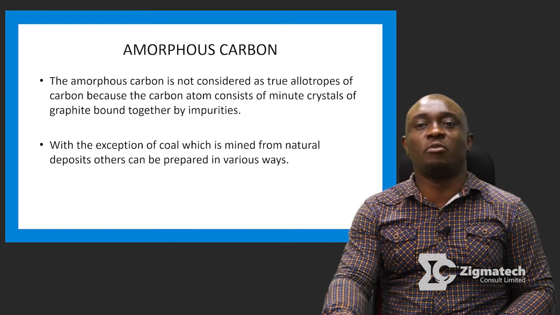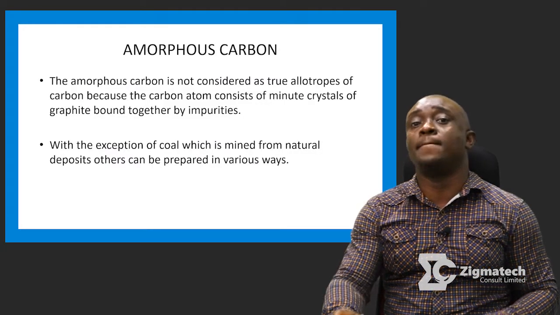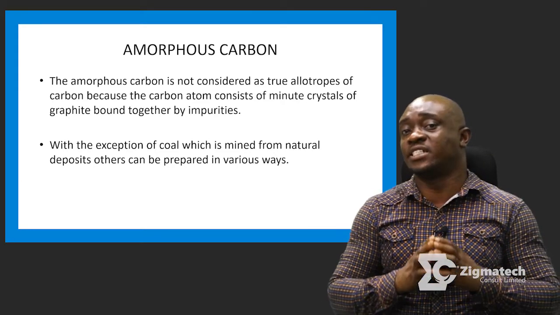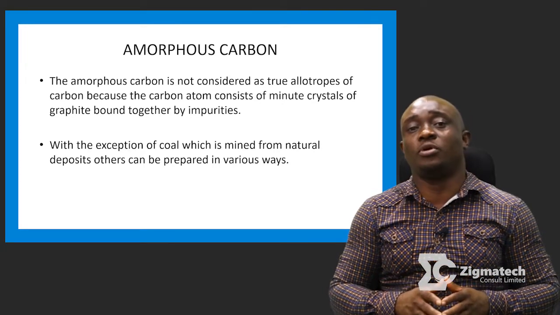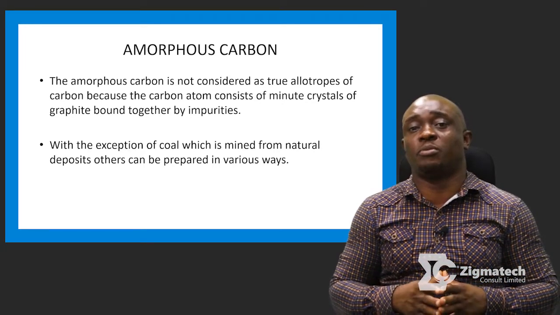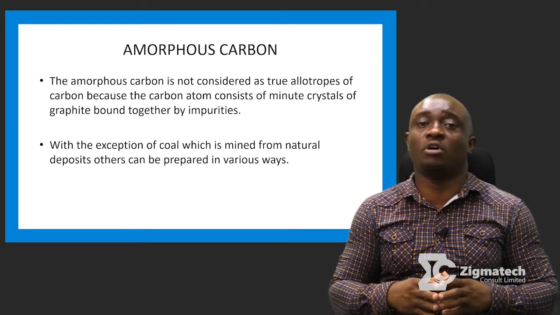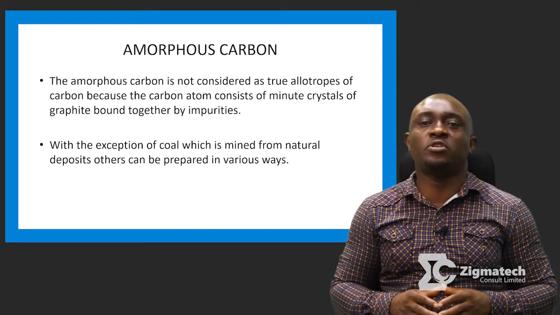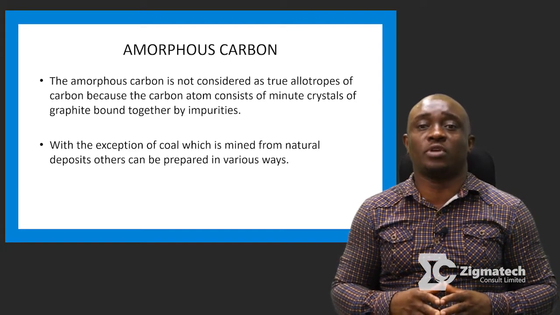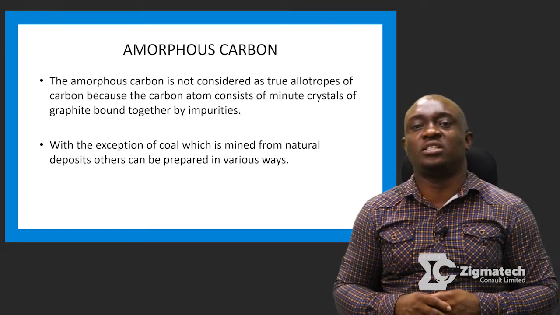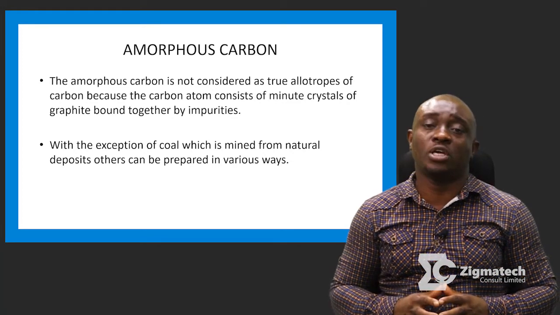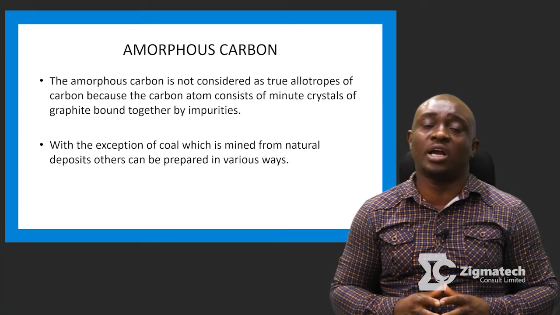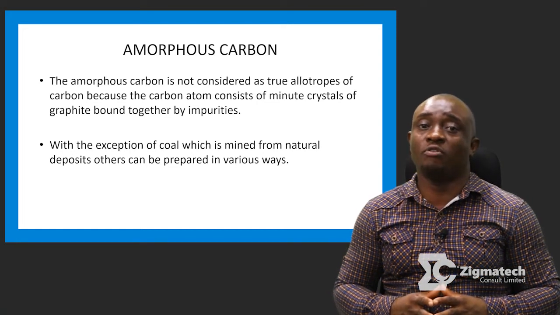The next one is amorphous carbon. After we have treated diamond and graphite as the crystalline forms of carbon, allotropes of carbon, then amorphous carbon is another one that joins them. Remember that amorphous carbon is a non-crystalline form of carbon. To start with, amorphous carbon is not considered a true allotrope of carbon, because it consists of mini crystals of graphite bound together by impurities. Because of those impurities, we call them amorphous, and they are not as strong as diamond and graphite, which are in the form of crystals.